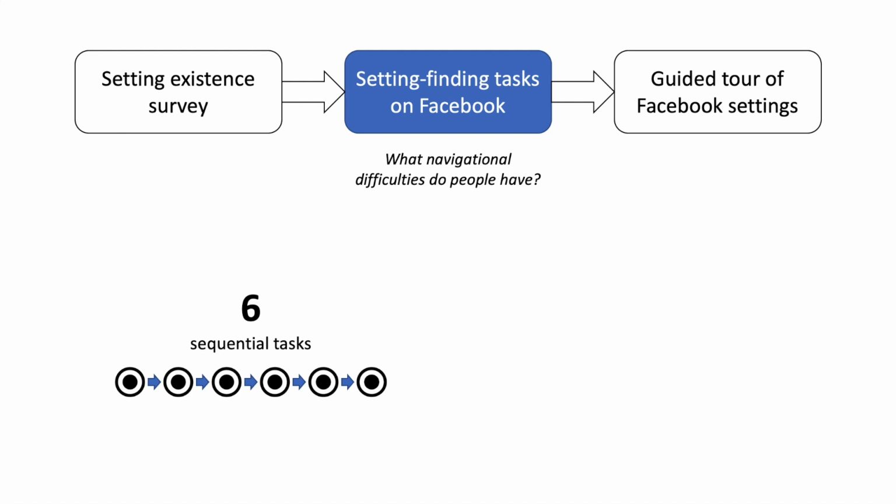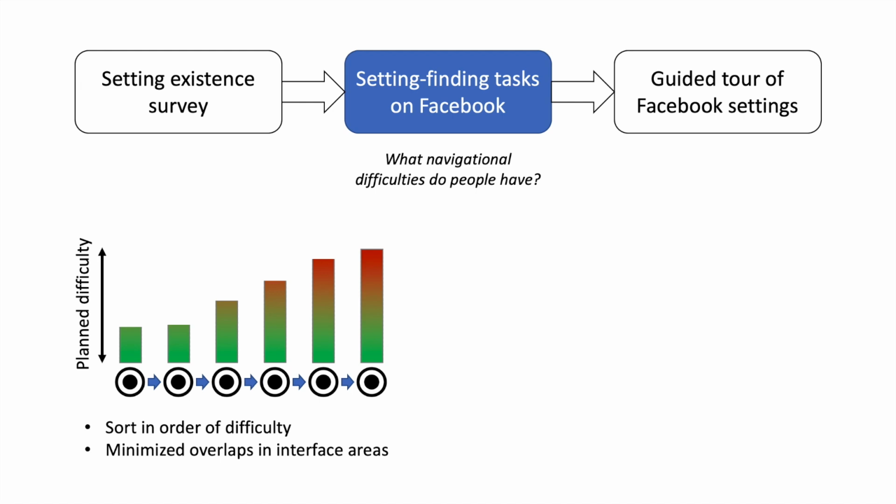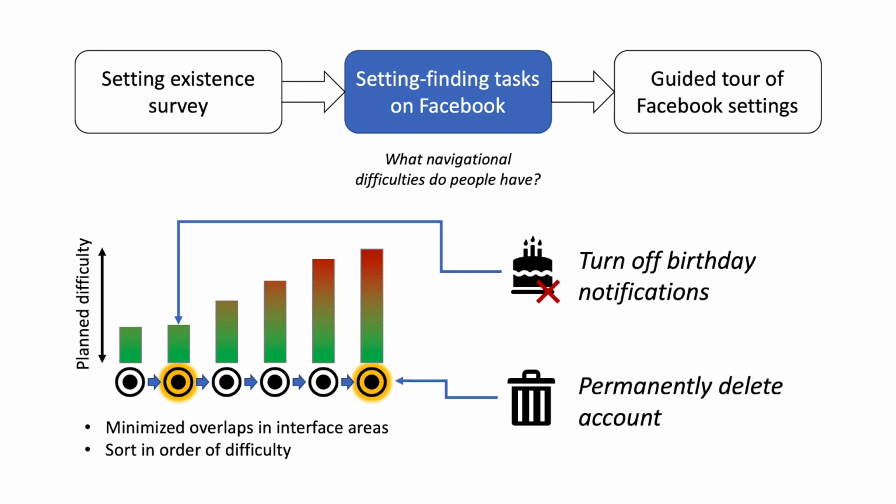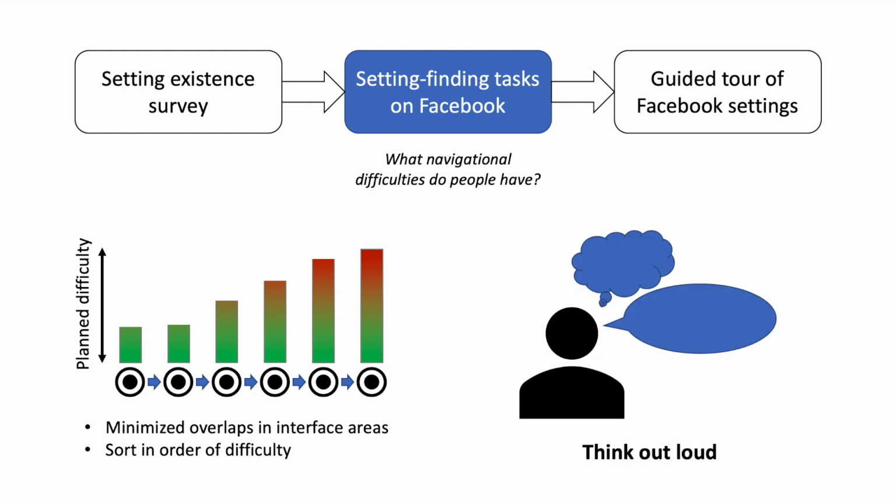For the second part, we asked participants to attempt 6 setting-finding tasks on Facebook. All participants were asked to complete the same tasks sequentially. To reduce learning effects, these tasks were chosen and piloted carefully. We sorted the tasks in order of difficulty and minimized overlaps in interface areas where we expected people to navigate. 2 examples of our tasks were to turn off birthday notifications and to permanently delete one's account. In addition, to help us diagnose navigational difficulties, we asked participants to think out loud while doing these tasks.